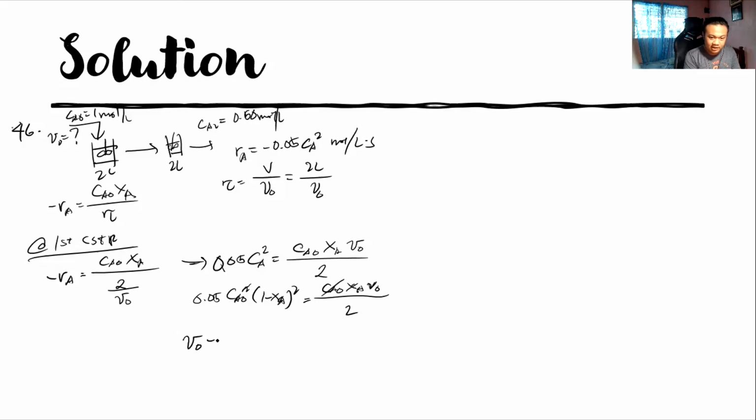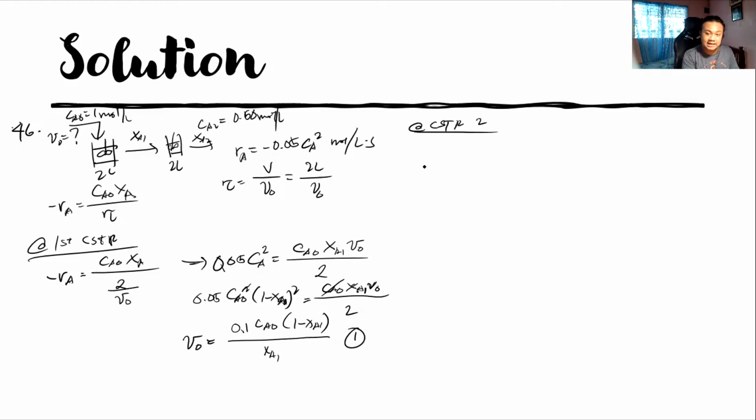I-transpose everything to the side, diba? You can find 0.1. So simplify lang ninyo. CaO, ayun 1 minus XA. So let's name this XA1 dahil kini XA1 man. Then XA2. So XA2 over XA1. So this is 1, this is also 1. So save this for later. That's equation 1.